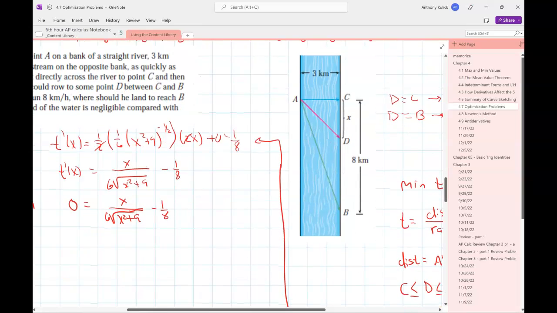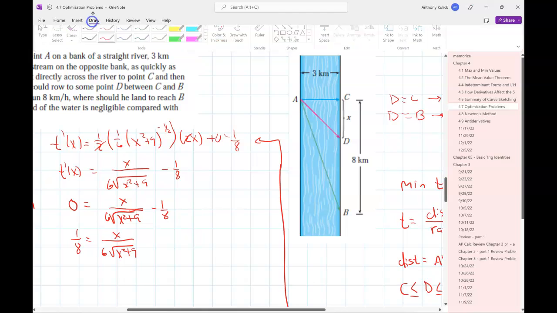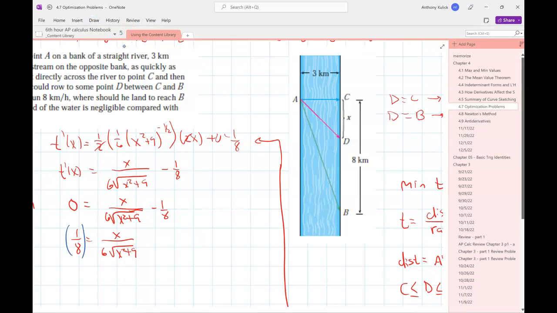Algebra time. How do you want to solve that? You would only care about the numerator, so wouldn't you just have to... Well, if I only care about the numerator, I'd have to make a common denominator and add the fractions. Here's what I would do. So I'd add the 1/8 over. And then I'm going to multiply both sides by 48 times the square root of x squared plus 9.